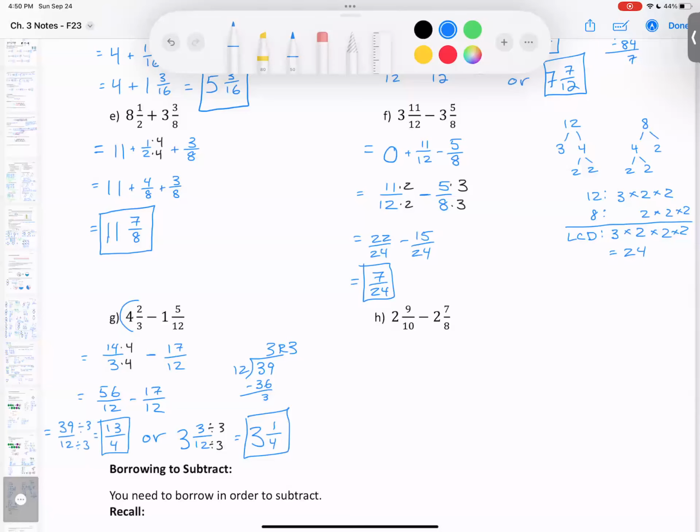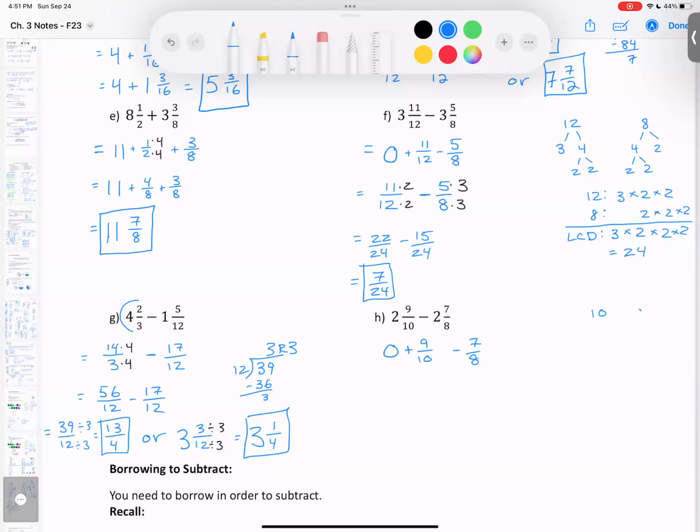Okay, last one. So let's do method 2. So we're going to, oh no, let's do method 1. So we're going to subtract our whole numbers to get 0. And then we're going to subtract our fractions. So we've got 9/10 minus 7/8. We need an LCD for those two so we can subtract them. So we need an LCD for 10 and 8.